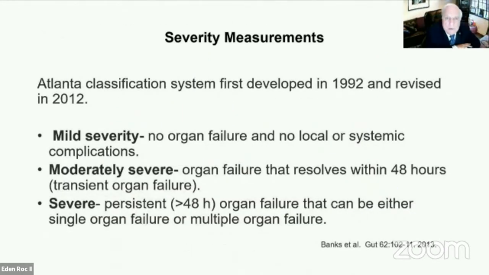For the information I'm going to show today, we use severity measurements that were proposed in the Atlanta classification system, first developed in 1992 and then revised in 2012. In this classification system, the patients are divided into 3 categories: mild severity, those with no organ failure; moderately severe category, where the organ failure resolves within 48 hours; and severe pancreatitis, where there's persistent organ failure.